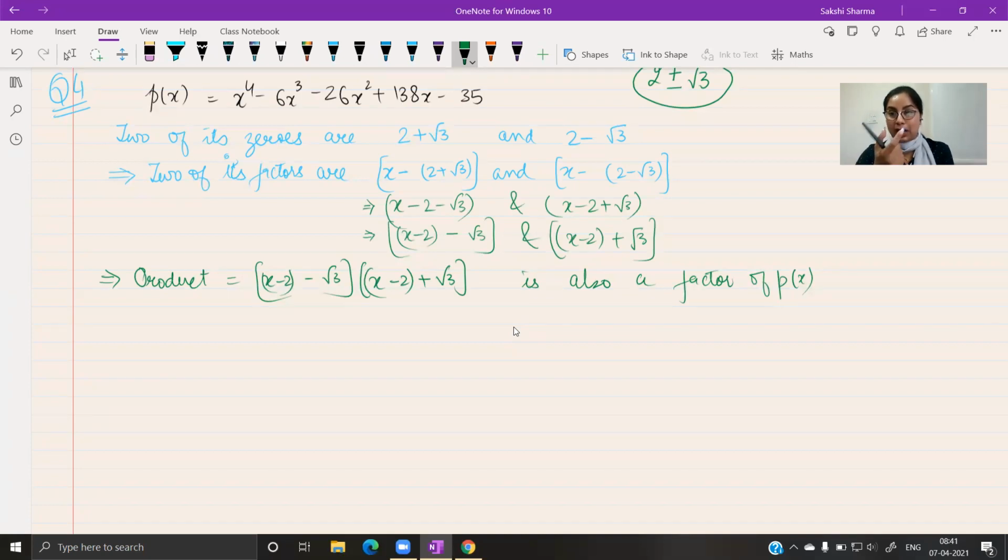Since the zeros are actually a binomial kind of thing, when you convert this into factors, you have to arrange it carefully so that they appear in the form a plus b, a minus b. So I've done that here at these two steps. Once you see the form a plus b, a minus b, find their product, a square minus b square.